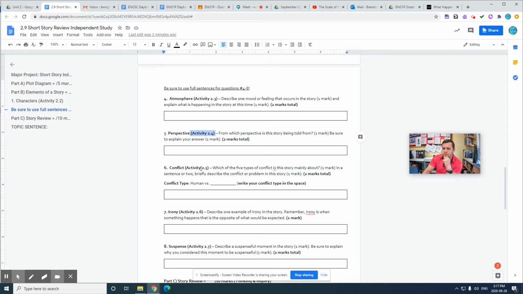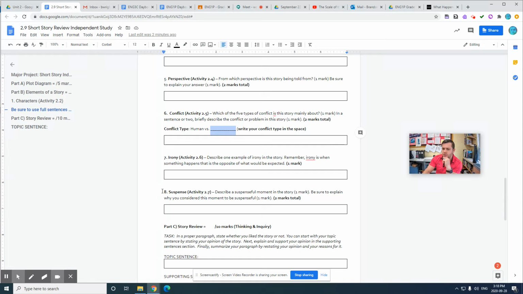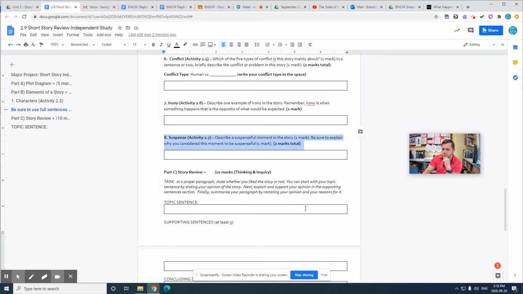Number 6 is conflict. What type of conflict is this story about? And then just briefly describe the conflict or the problem in the story. So it's human versus what? In this blank space here, just tell me what type of conflict it is. Irony, just give me an example of when irony is used. Suspense, tell me a suspenseful moment and why you considered it suspenseful.